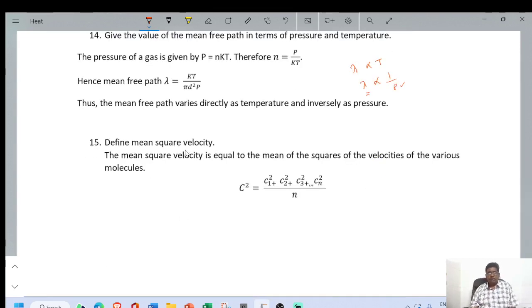Define mean square velocity. The mean square velocity is equal to the mean of the squares of velocities of the various molecules. Say C1 be the velocity of the first molecule, C2 be the velocity of the second molecule, C3 is the velocity of the third molecule, Cn is the velocity of the nth molecule. Take the squares and sum, whole divided by n, that is our C square. If you take the root of this, you get the root mean square velocity, C equal to root of this quantity.